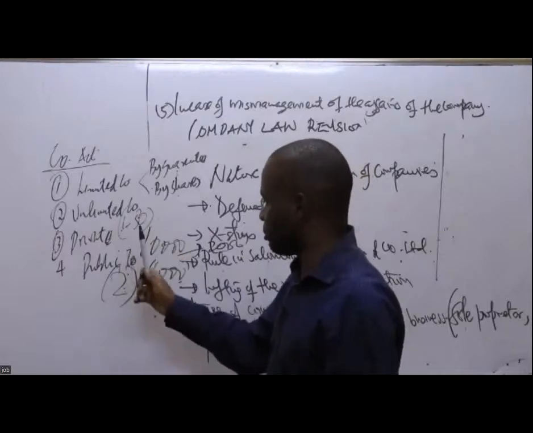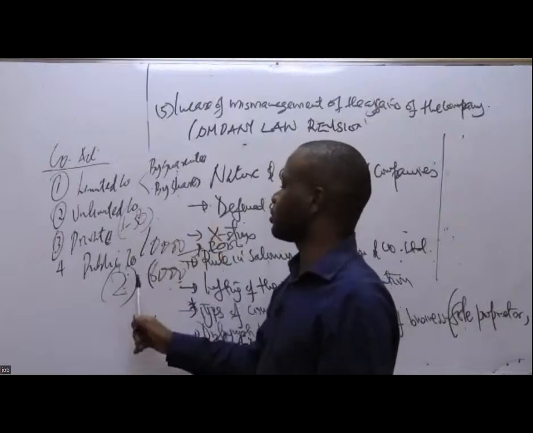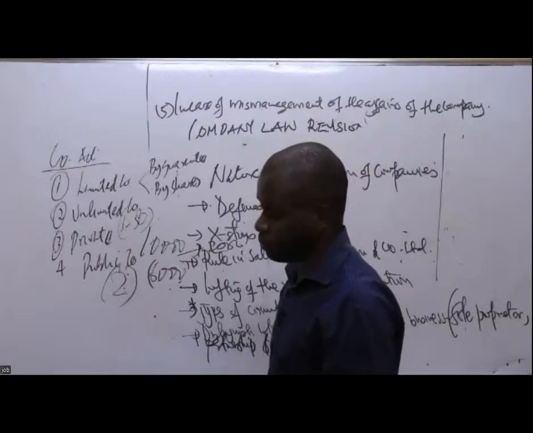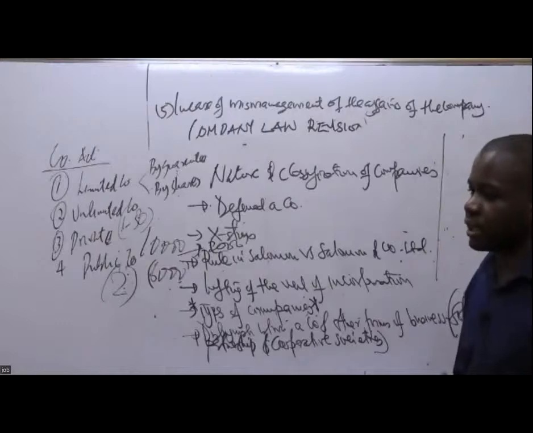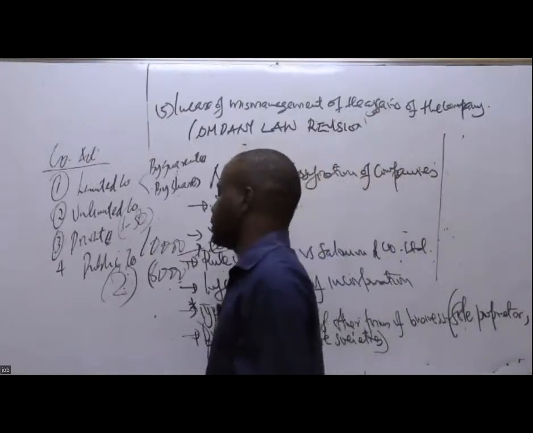A public company: the minimum number of members is 2. There is no maximum limit. There is free transferability of shares. That is characteristic number 2. Number 3, the minimum number of directors is 2. And the shares can be freely transferred, so it can also invite members of the public to apply for or acquire its shares.